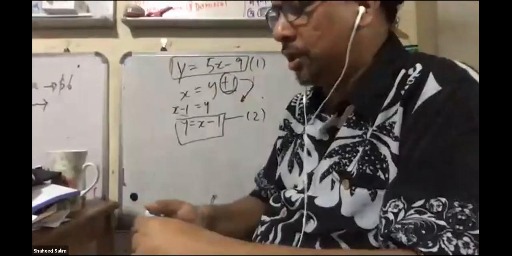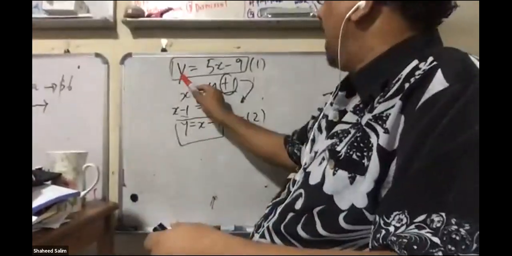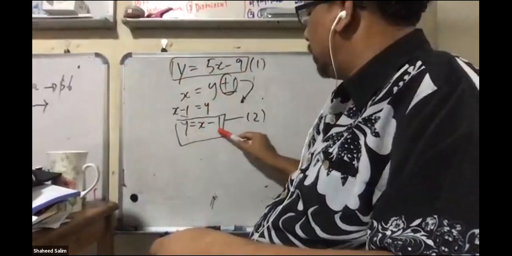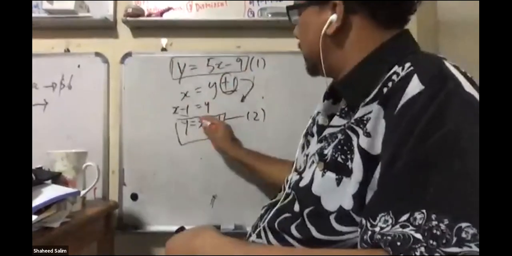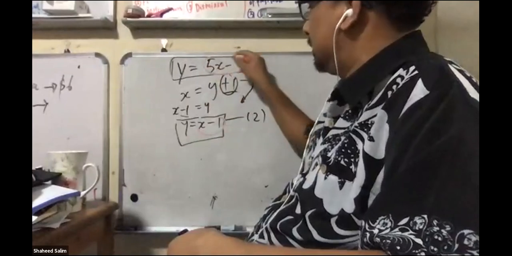Can you see or not? So now I'm going to use last week's strategy. Last week's strategy, I told you, y equals this, y equals this. That means this must be equal to this.